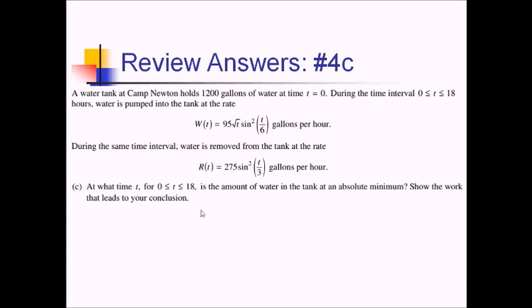For part C, they want to know at what time between 0 and 18 the amount of water is at an absolute minimum. All right, so to figure this out, we're going to use the candidates test. I'm going to plug 0 and 18 into my g of t function, and also any critical values that I find between the interval 0 to 18. To get those critical values, I need to take the derivative of g prime, and set that equal to 0, and I'll solve that now on the calculator.